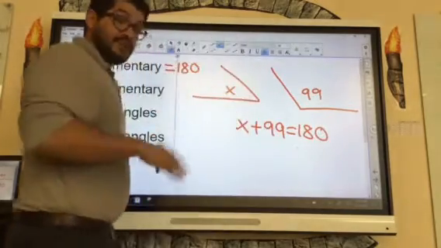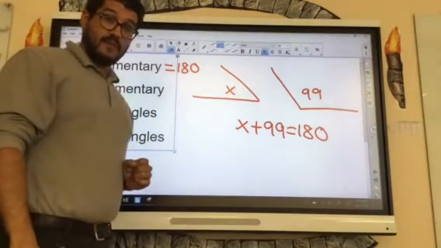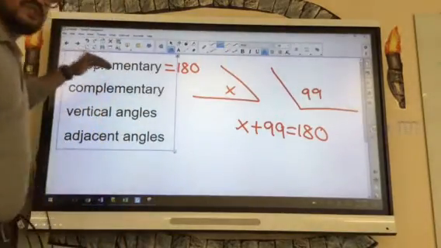This is a one-step equation that you should be able to solve. You subtract 99 on both sides, and there you go. It's 81. Very, very simple concept, but you have to know what the word supplementary means.